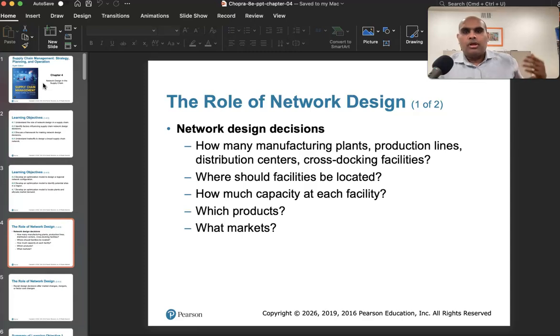So you have to figure out where your raw materials are going to come from, where your final product is going to go, what are all the intermediate steps, and so on. So how many manufacturing plants, cross-docking facilities, distribution centers, where should they be located, what should the capacity of these facilities be, which product should you sell, which market should you sell the products to.